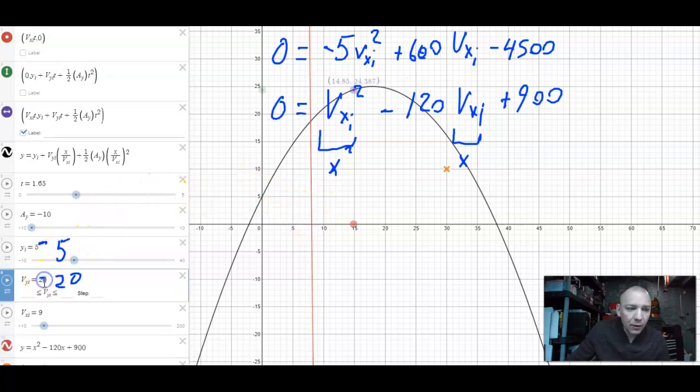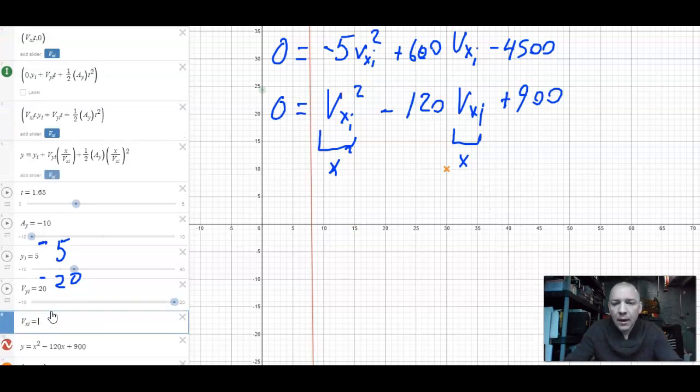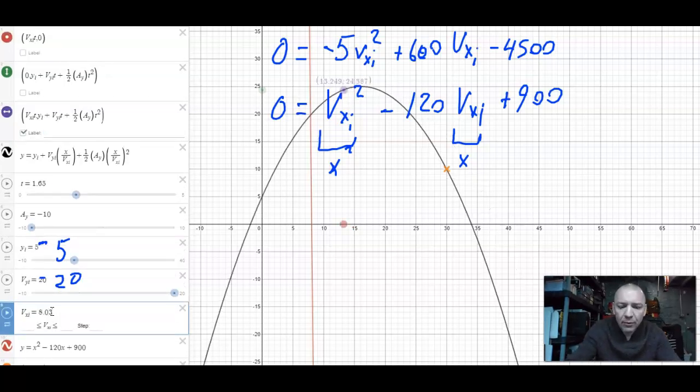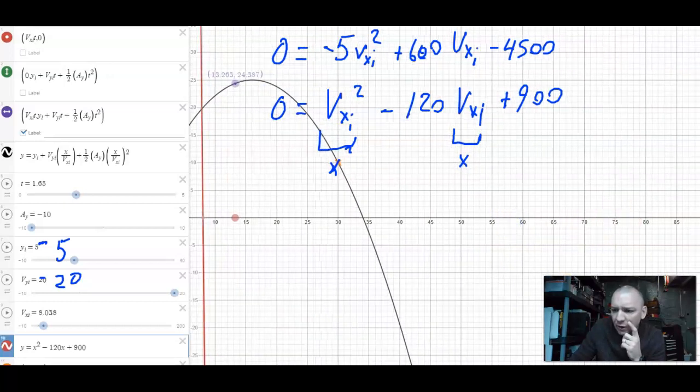8.308, let's put that in here for VXI. 8.038, was that what it was? 8.038. And it looks like we're hitting right on there. That looks pretty good. Also, we have this other solution here.